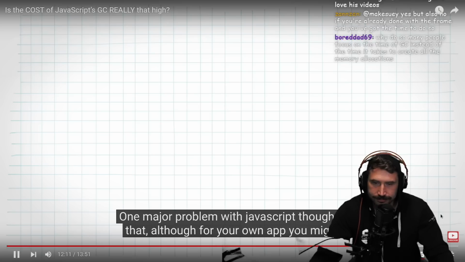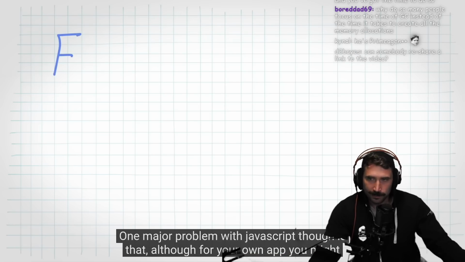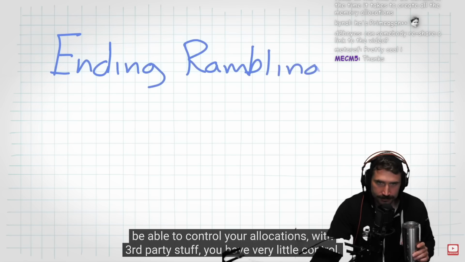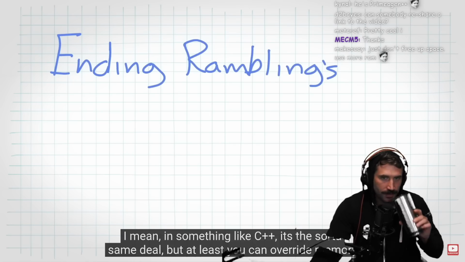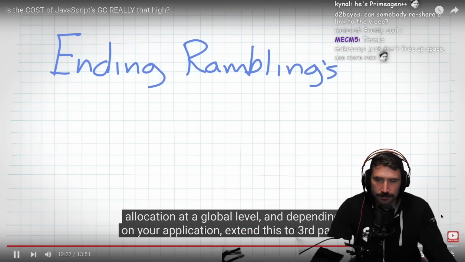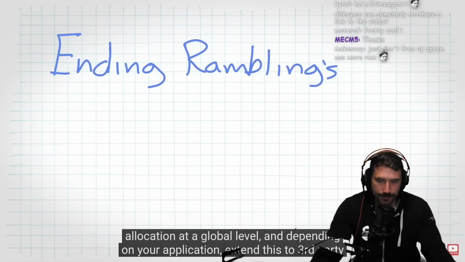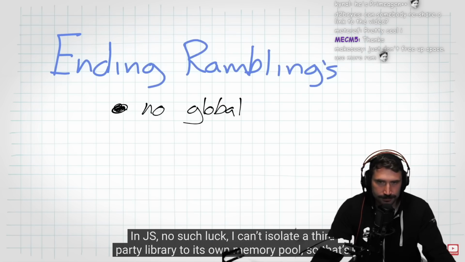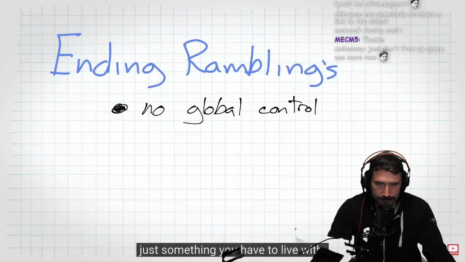Yeah. One major problem with JavaScript, though, is that although for your own app you might be able to control your allocations, with third-party stuff you have very little control, as far as I know. I mean, in something like C++, it's sort of the same deal, but at least you can override memory allocation at a global level, and depending on your application, extend this to third-party libraries as well. In JavaScript, no such luck. I can't isolate a third-party library to its own memory pool, so that's just something you have to live with.